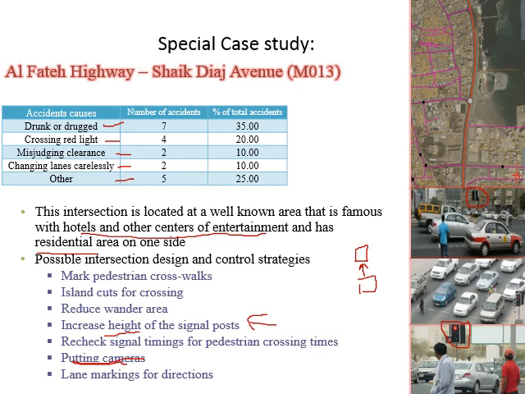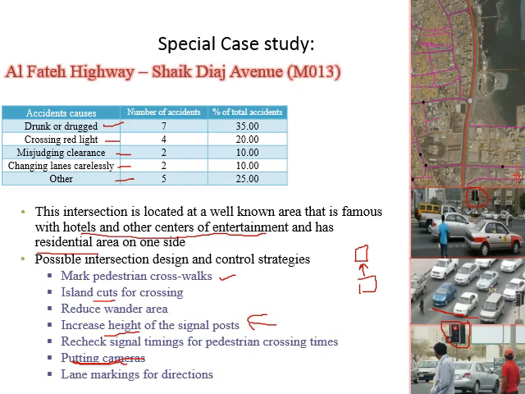Secondly, we said there is an entertainment area and hotels on one side and a residential area on the other side. So it means what? Too many pedestrians crossing. Okay, currently if you see in this picture, there is nothing for pedestrian crossing provided here, no crosswalk and so on. Okay, so you can provide a pedestrian crosswalk. The islands which are provided at the intersection do not have any cuts. Okay, so pedestrians have to go up and down. Okay. Secondly, check the signal timing.